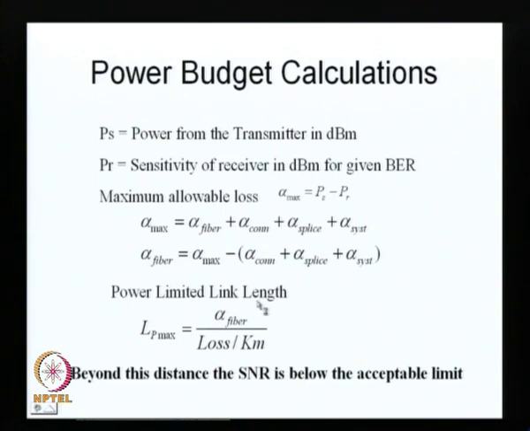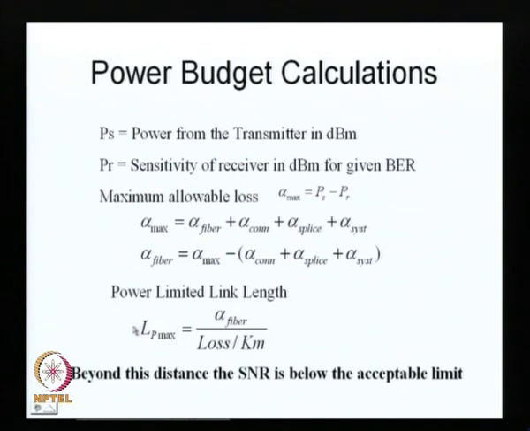And in system design, the specification generally is that one must keep the system margin, which is 6 dB. So once we know these quantities, we know the maximum allowable loss, we know the loss in the connector, we know the loss in splices, we know the system margin, then we can find out what is the maximum loss permitted in the link. And once I know that quantity, alpha fiber, if I divide this quantity by the attenuation constant of the fiber, which is loss per kilometer, we get the maximum possible length over which the system will behave satisfactorily.